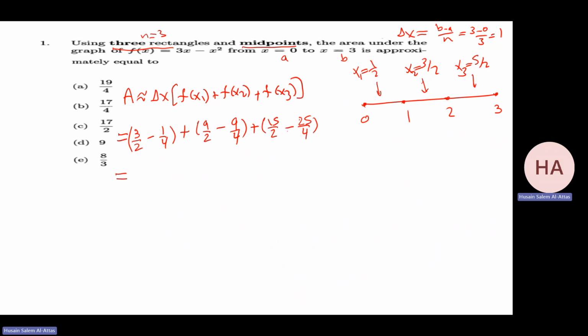Okay, so now it's a matter of calculation. 3 plus 9, 12, plus 15, that will be 27 over 2. I added those. Minus 1 plus 9 plus 25, that is 35 over 4. Multiply by 2, that will make it 54 over 4, minus 35. And that gives me 19 over 4, which is this one. It's a matter of calculation. Okay, fractions.